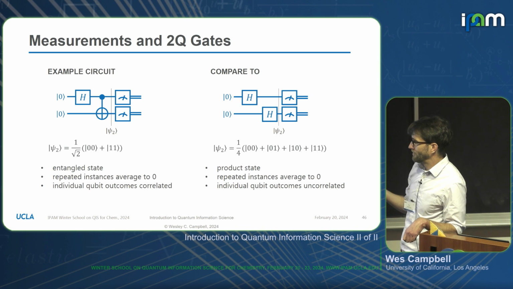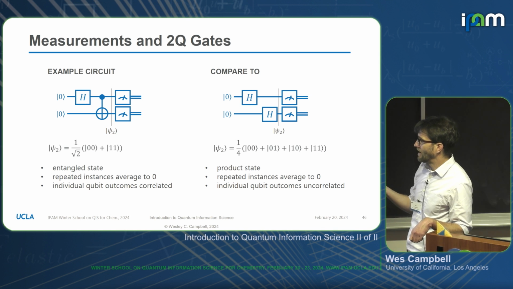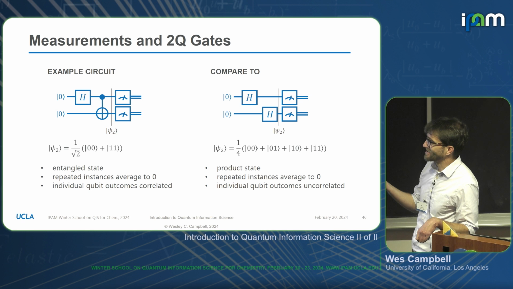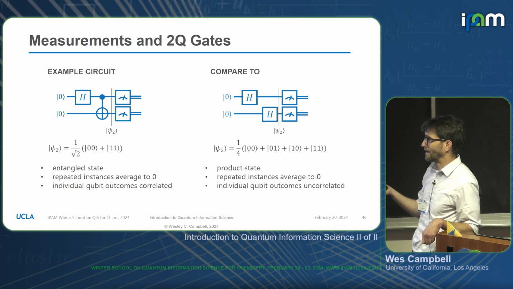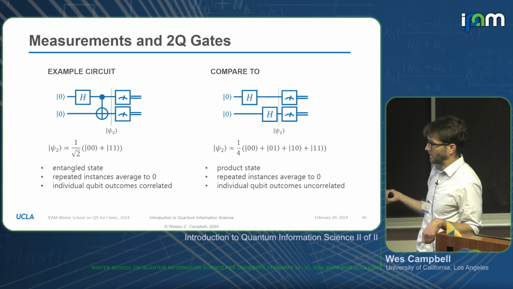I should have said 1/2. If I assign +1 to 1 and -1 to 0, like +1 to spin up, -1 to spin down, they'll average to 0. I should have been more precise with that wording. All right. The individual qubit outcomes, however, are correlated. Over here, we're going to get the same averaging, but the individual qubit outcomes are going to be uncorrelated.